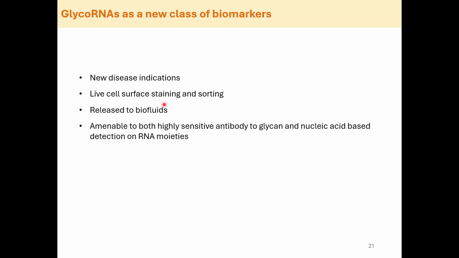Due to their cell surface location and likely release in biofluids, glycoRNAs can well be developed as a new molecular class of biomarkers for new disease indications: live cell surface staining and sorting, easy access in biofluids, amenable to both highly sensitive antibody to glycan and nucleic acid-based detection on RNA moieties. Therefore, glycoRNAs represent unprecedented scientific and commercial opportunities.